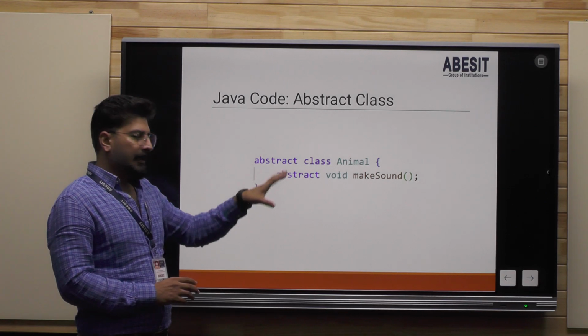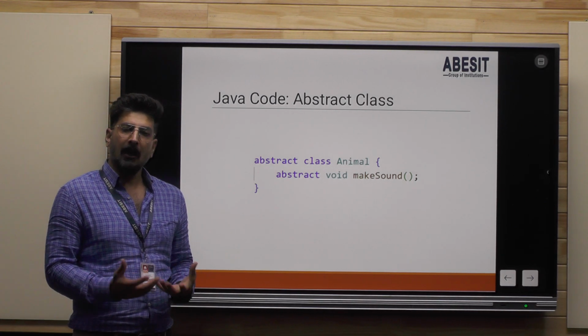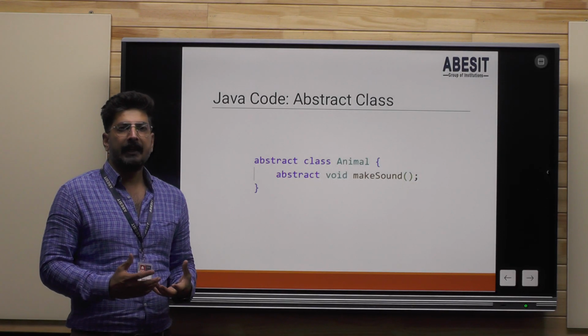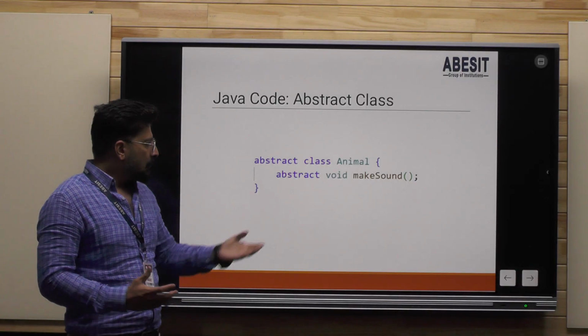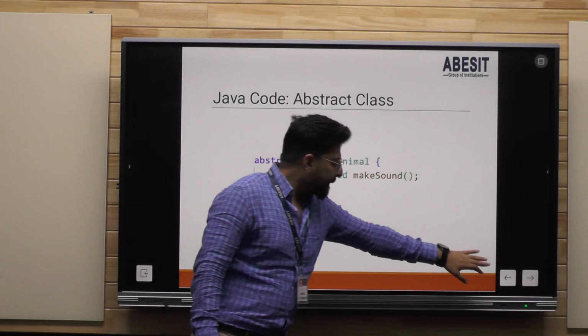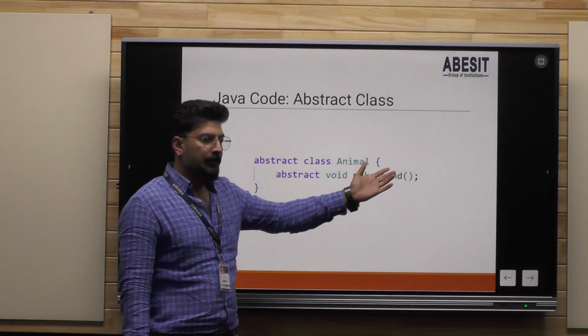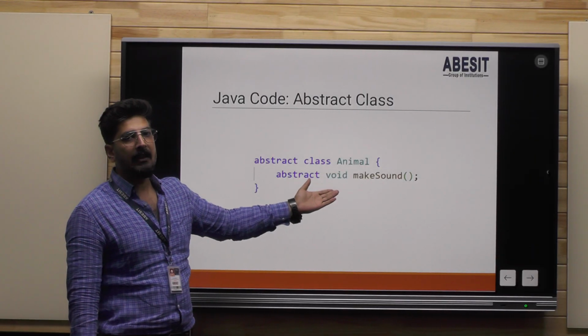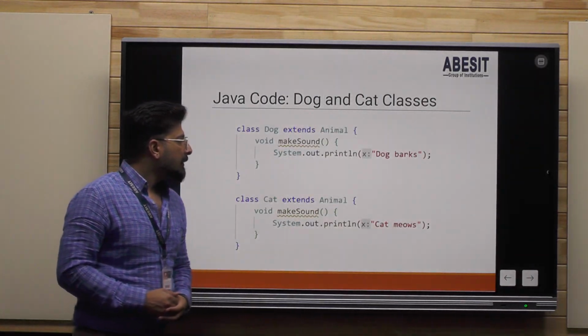So that's an abstract class, where we have a method without a body. We are only declaring the method, we are not defining it. As you can see, the body is not there. Only the keyword abstract, which means this method is bodiless, and we are only declaring it, not defining it. Okay, next slide.